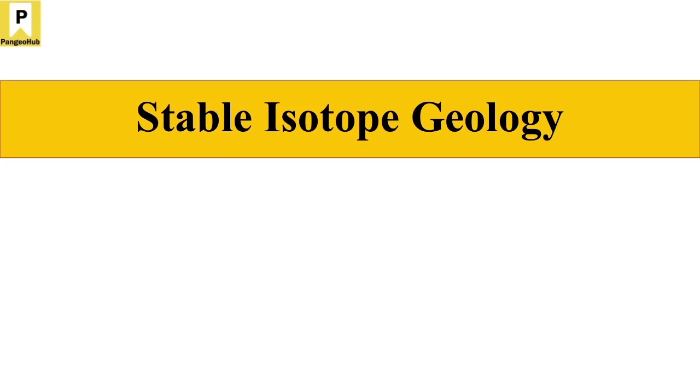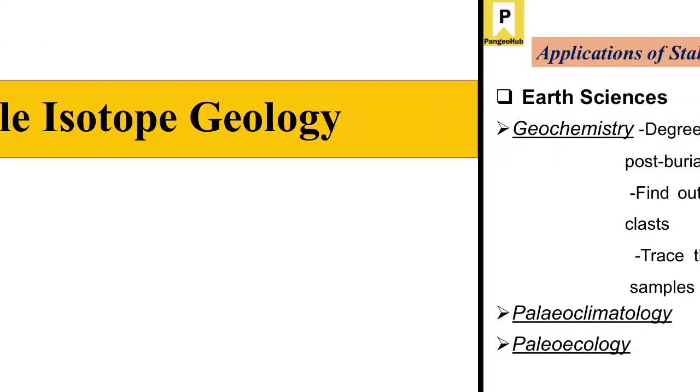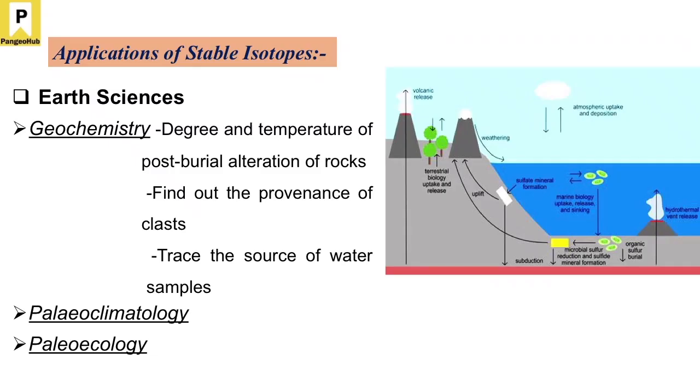The elements mostly studied here are hydrogen, lithium, boron, carbon, nitrogen, oxygen, silicon, sulfur, and chlorine. In some cases, also iron and calcium. Of these, oxygen, hydrogen, carbon, and sulfur are by far the most important.